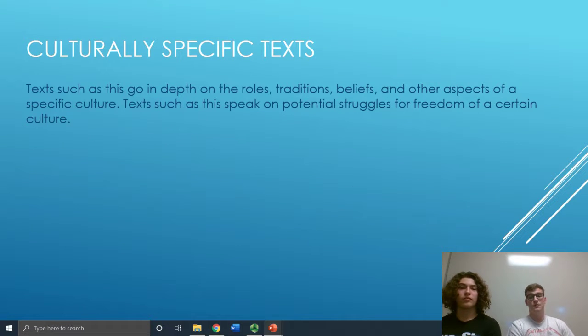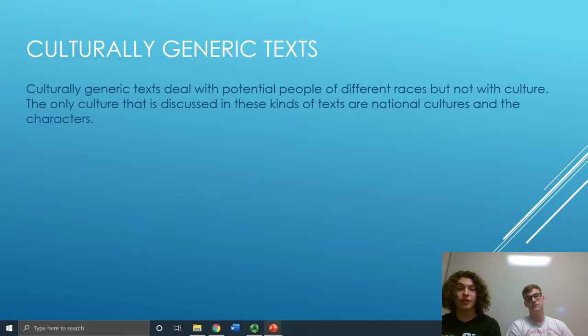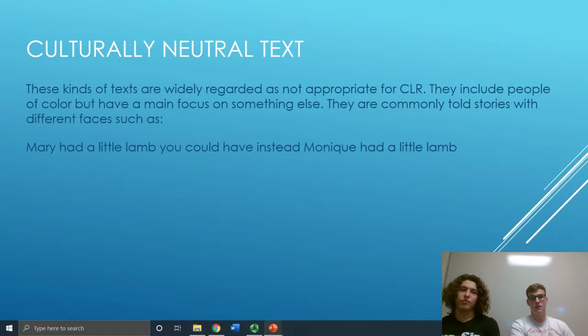So texts such as this go in depth on the roles, traditions, beliefs, and other aspects of a specific culture. Texts such as this speak on potential struggles for freedom of a certain culture. Culturally generic texts deal with potential people of different races, but not with different culture. The only culture that is discussed in these kinds of texts are national cultures, and the characters generally are not really the focus. And it gave a couple of examples, but the next slide probably is more elaborate.